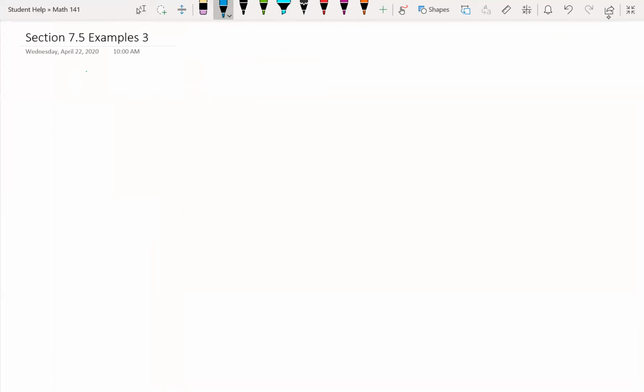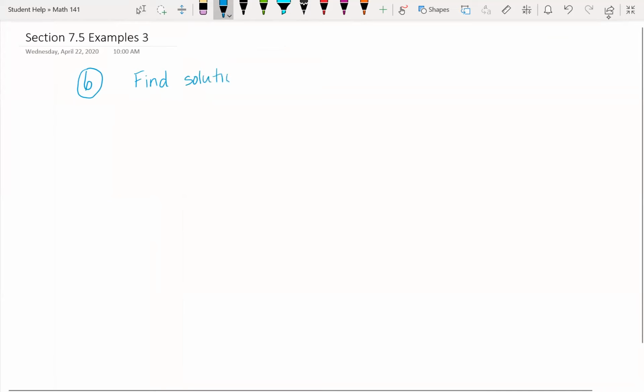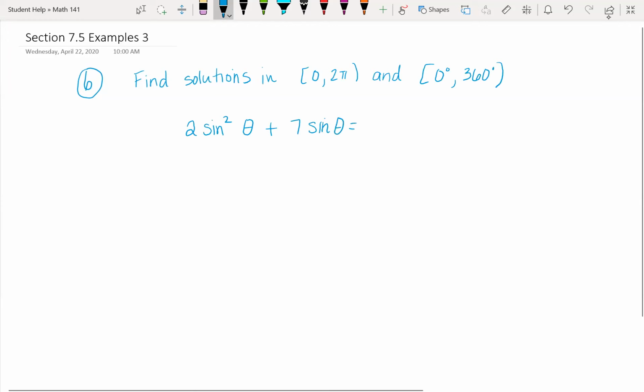This time we want to find solutions in both 0 to 2 pi and also between 0 degrees and 360 degrees. So for this example, we're going to look at 2 sine squared of theta plus 7 sine theta equals 4.